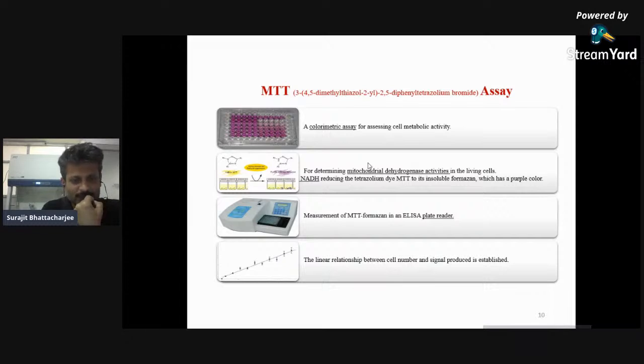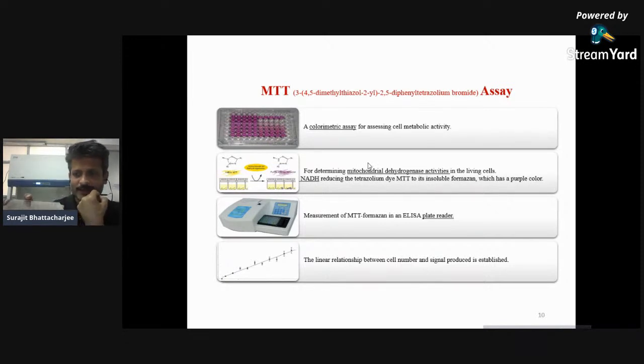So that's why MTT can be used to determine the survivability of the cell. In other words, the less the survivability, the more the toxicity. In this way, by using the MTT assay, we can determine the cytotoxic potential of an organism or of a compound.